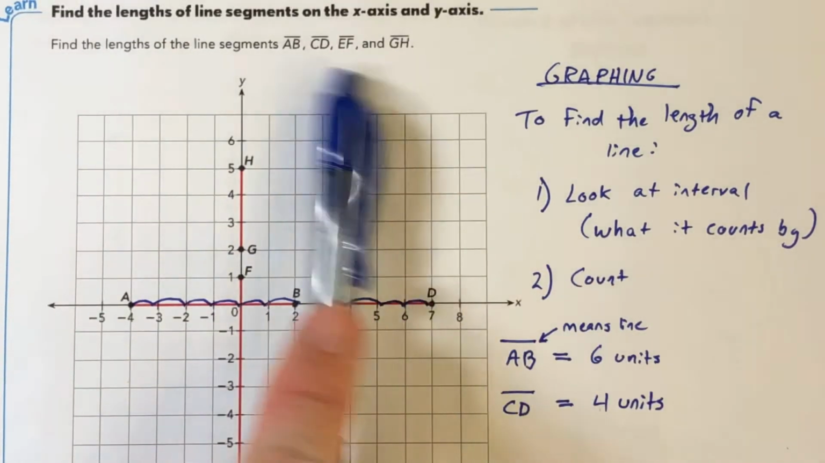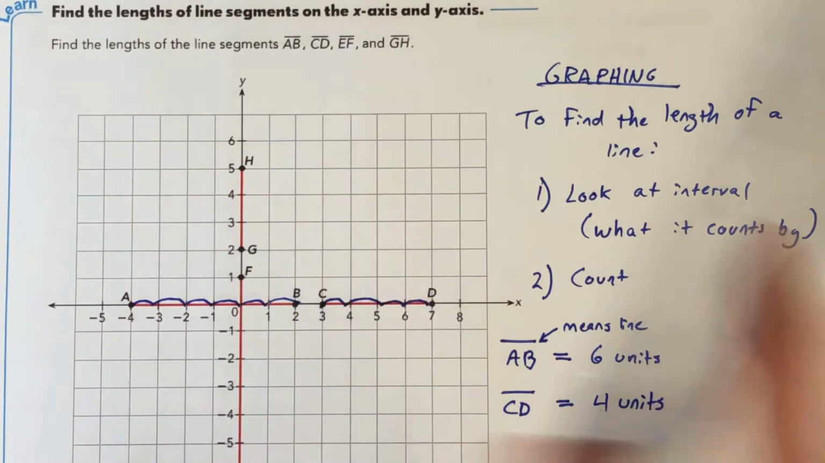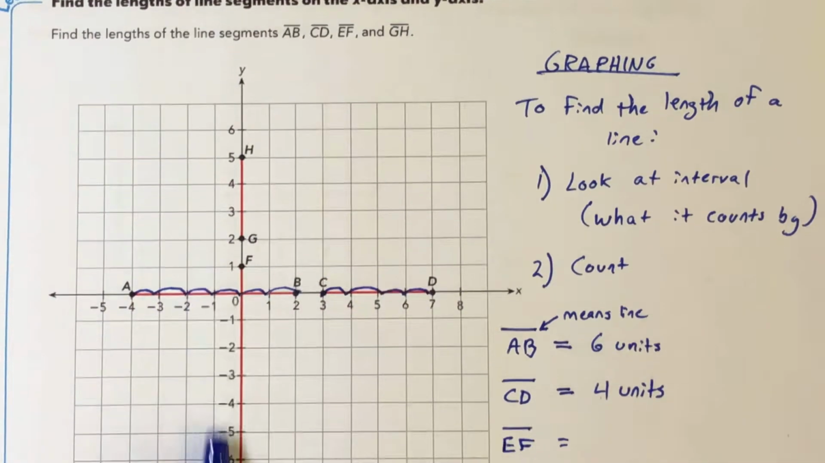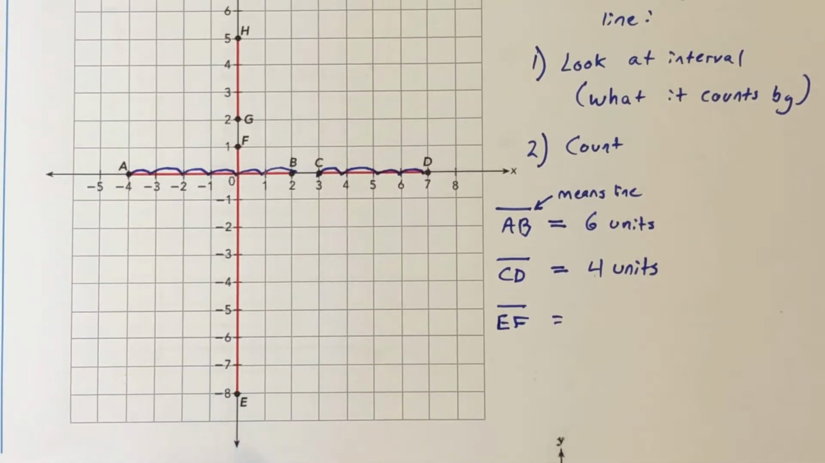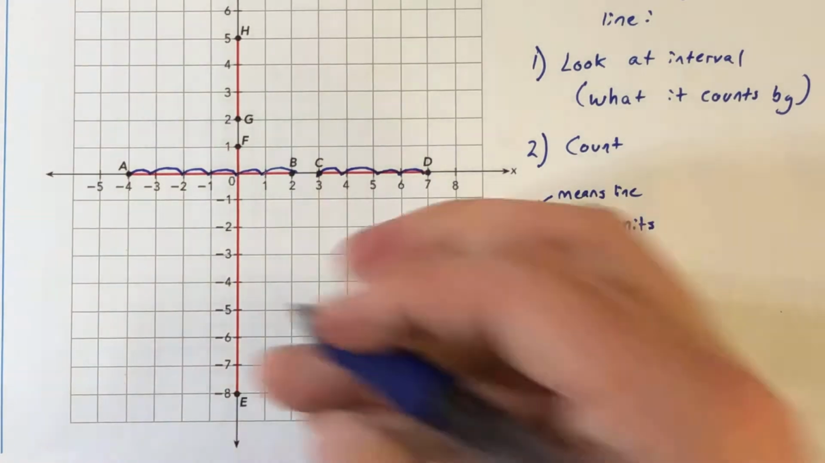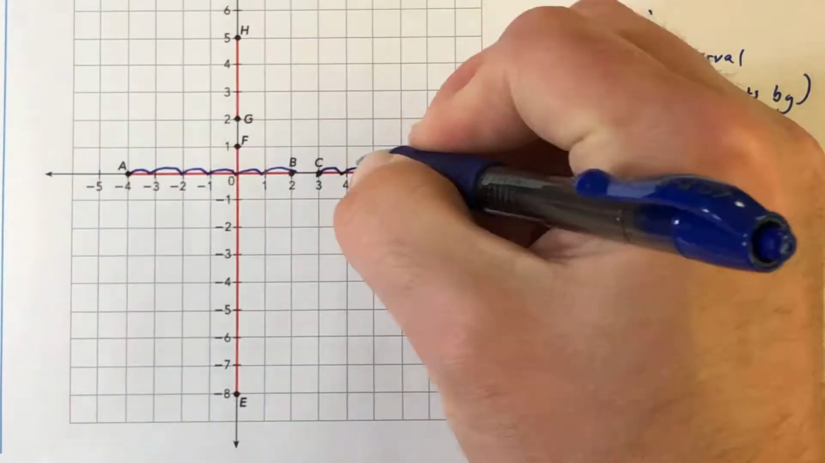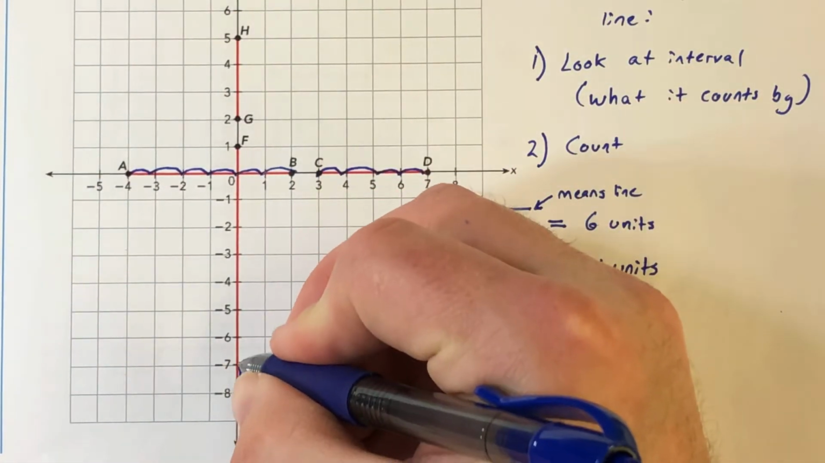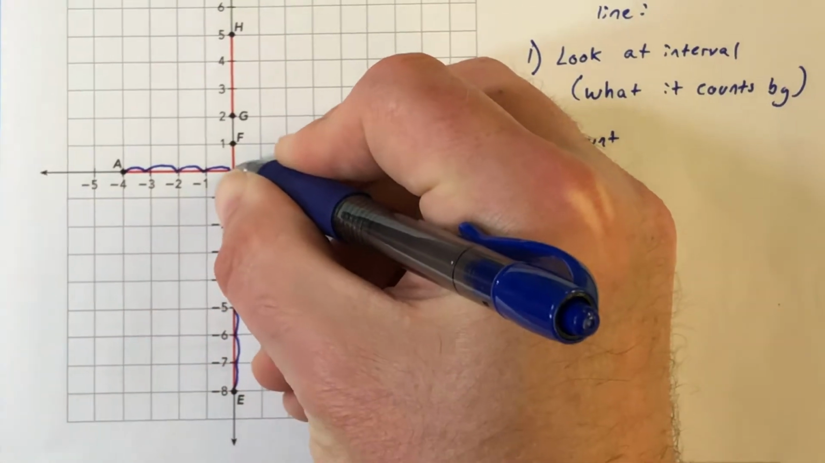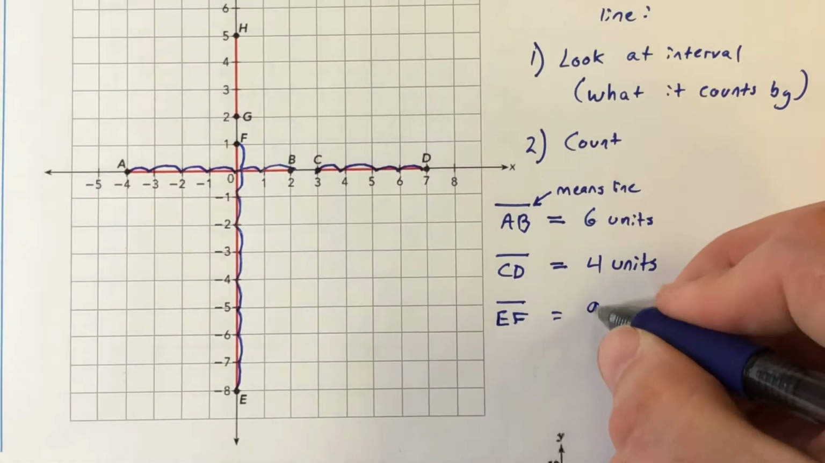Third one. We want the length of line EF. So line EF is equal to, so they've already done it for us. They've plotted point E, they've plotted point F, they formed a line between them. We are counting by 1s, so we count 1, 2, 3, 4, 5, 6, 7, 8, 9 units long.